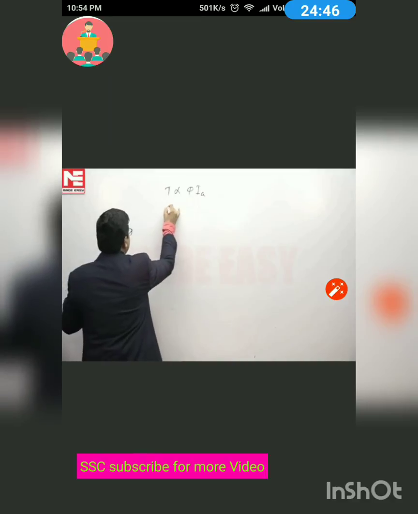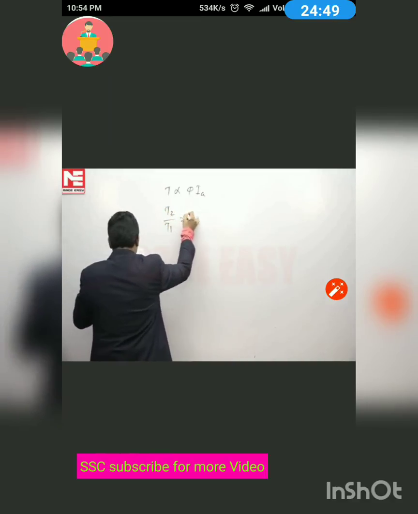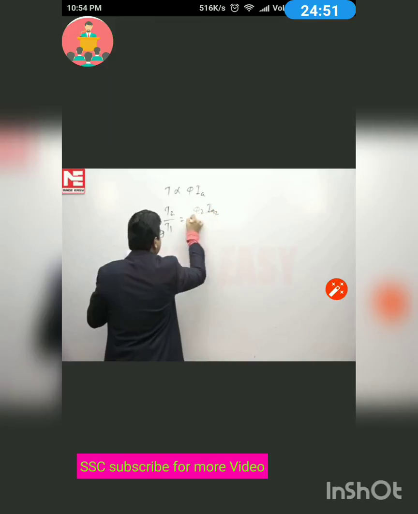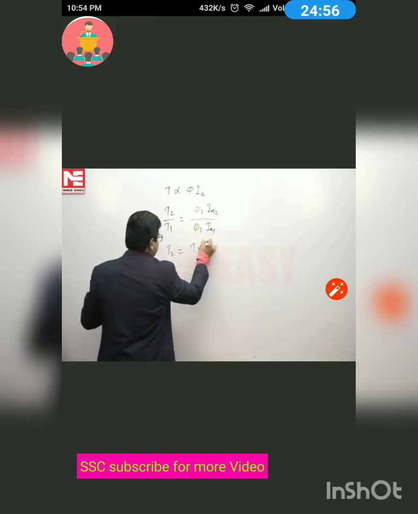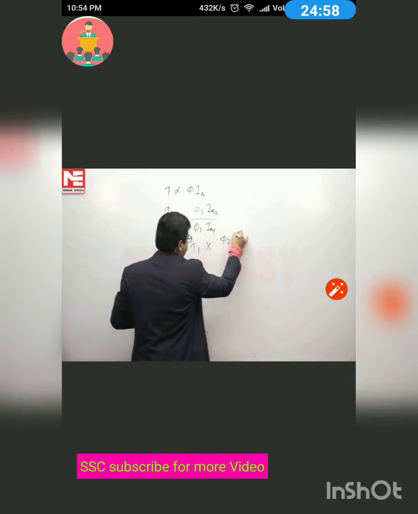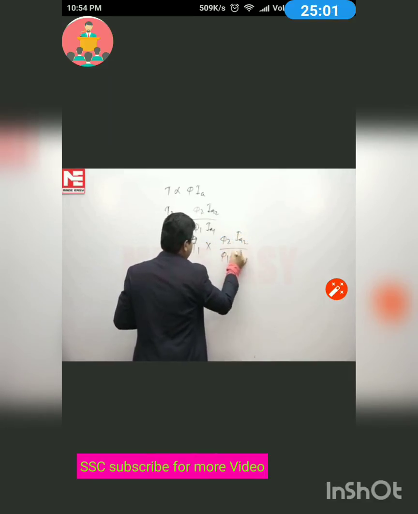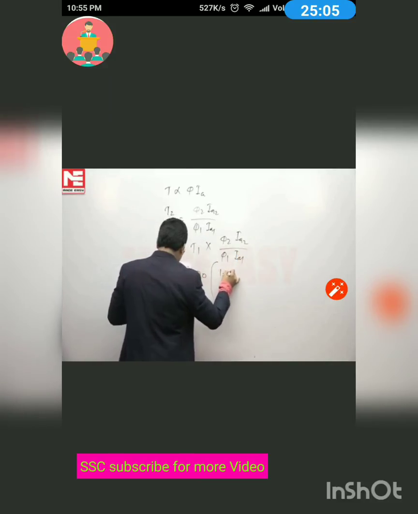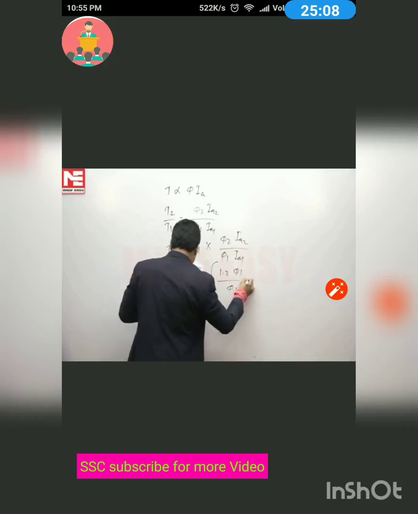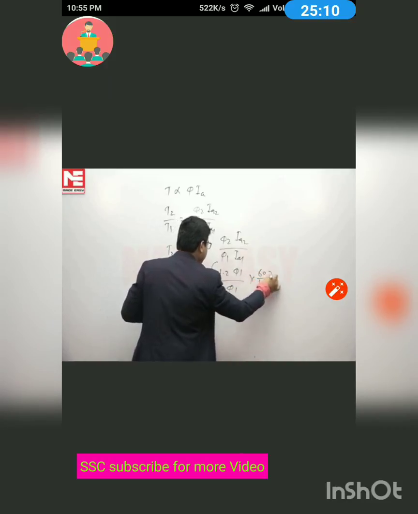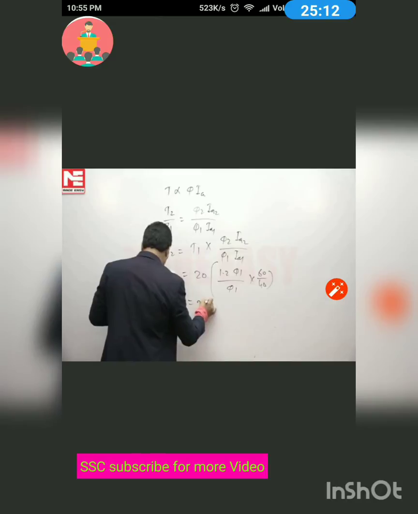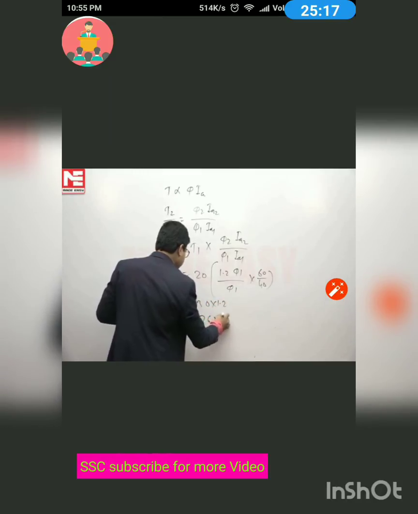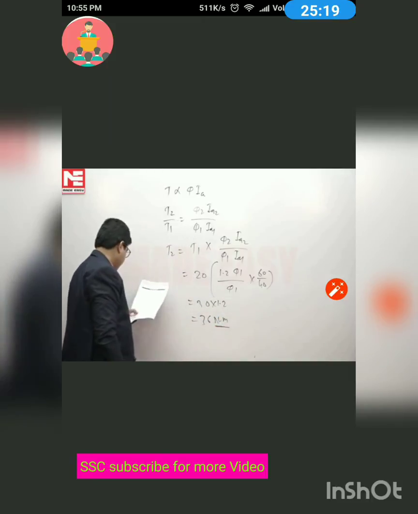So basically we can write T2 by T1 is equal to phi 2 Ia2 divided by phi 1 Ia1, or T2 is equal to T1 into phi 2 Ia2 divided by phi 1 Ia1. So from here, 20 into 1.2 into 60 by 40. So this value will be 30 into 1.2, and the answer is 36 Newton meter. So our answer is 36.